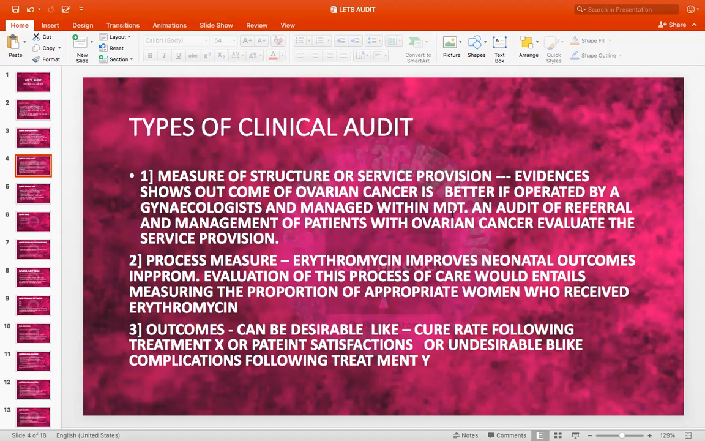For structure, how do we do it? If ovarian cancer is operated by a gynecologist within MDT in a proper hospital care, then the chances or outcome are better. And an audit of referral and management of the patient means how the GP is referring the patient, whether the GP is referring on time. So this is the management of structure and service provision: first, whether the GP is referring on time. Second, whether it is being handled by a gynecologist in an MDT, in a hospital. So this is the measurement of structure and the service provision. This is the very first type of clinical audit.